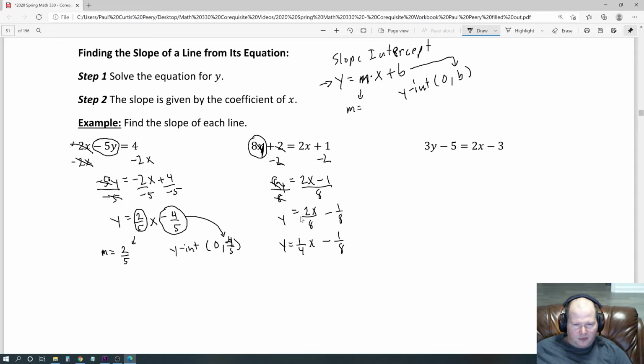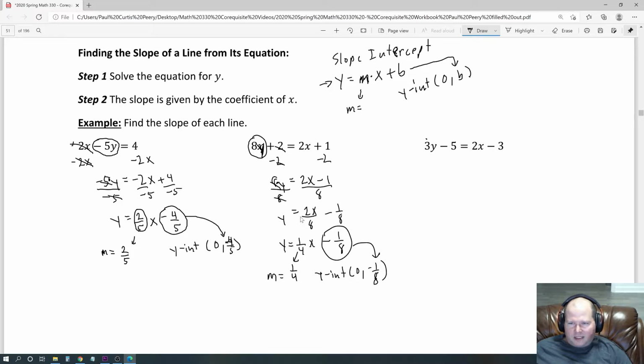And then I would end up with this. Okay, so the slope in this case is 1/4 right there. And the y-intercept in this case is going to be this whole thing right here. We're going to stick it in there, including the negative. So negative 1/8. There we go. And we have one more case.